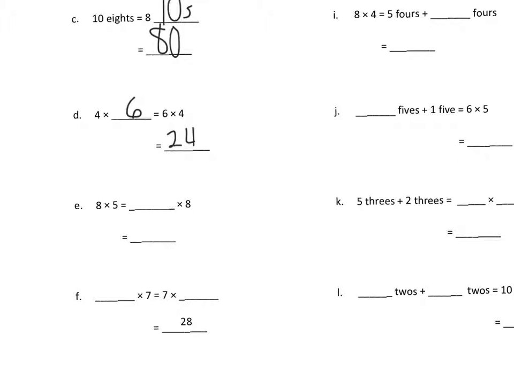F is a little more tricky because it gives us blanks here, and it gives us blanks here. But it gives us the totals, 28. So what times 7 gives us 28? Well, let's count by 7 until we get to 28. 7, and count on your fingers, 7, 14, 21, 28. I got that on my fingers, or you could use a multiplication chart. 4 times 7 is the same as 7 times 4.